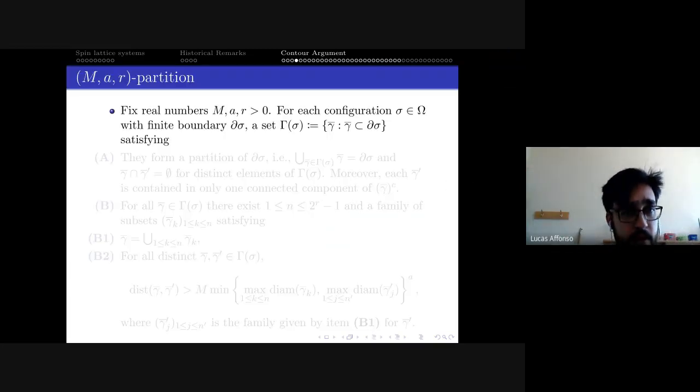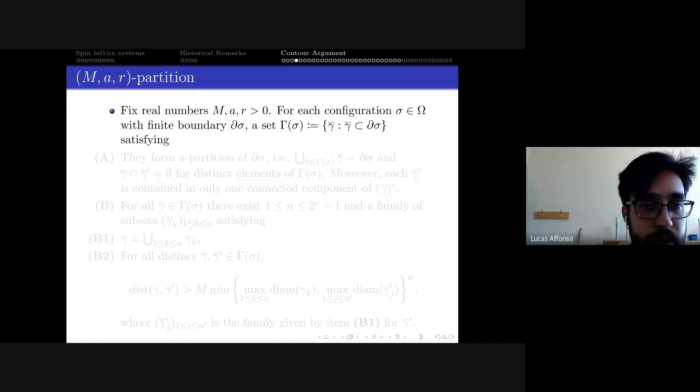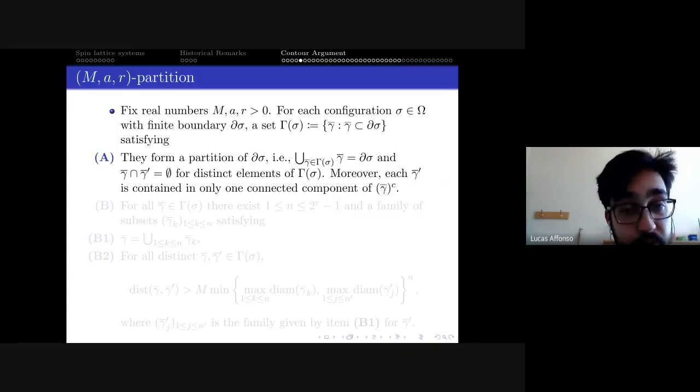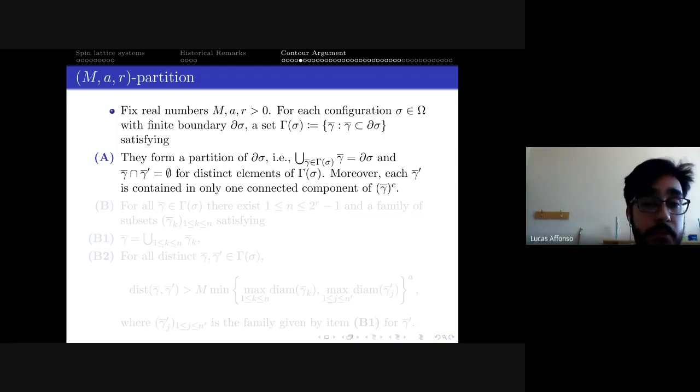You first fix real numbers M, R, A, and R. And for each configuration with a finite boundary, of course, we will define this set that should satisfy some conditions. The first one is that they should form a partition of the boundary. And also, they have a geometric condition that says that each gamma prime must be contained in only one connected component of the complement of the other gammas.